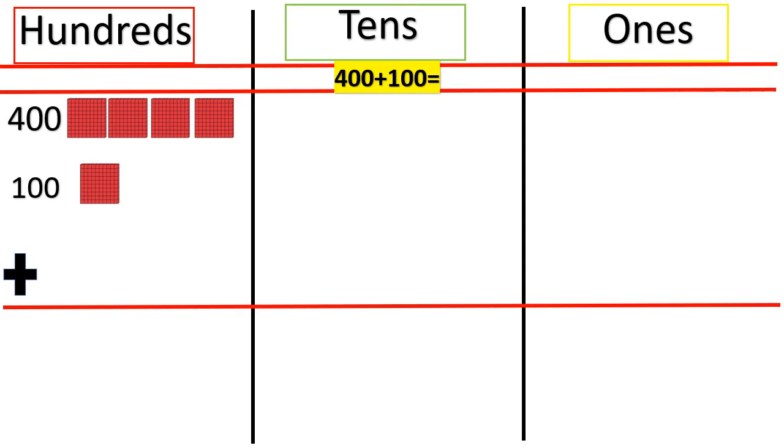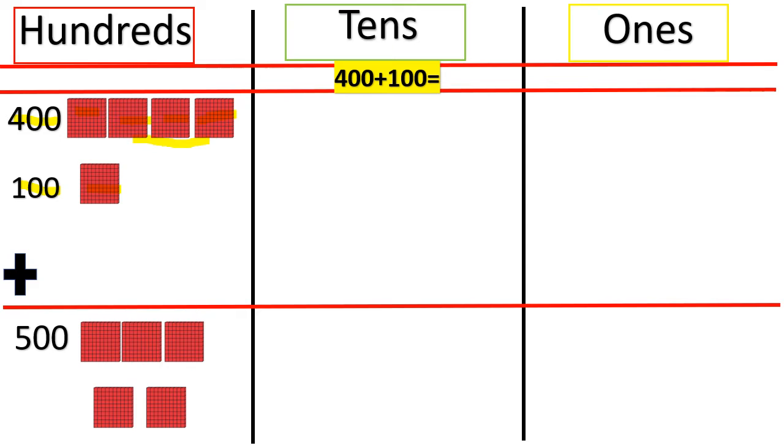So we are adding 400 plus 100. As you can see, we have our 100 base 10 blocks. We can count these by 100. So 100, 200, 300, 400, 500. So 400 plus 100 equals 500.